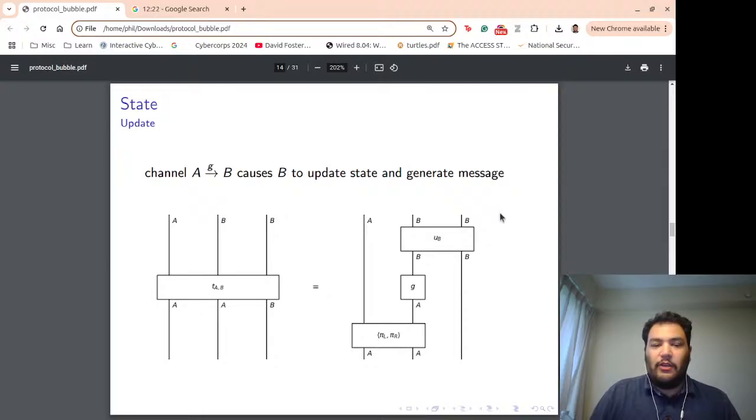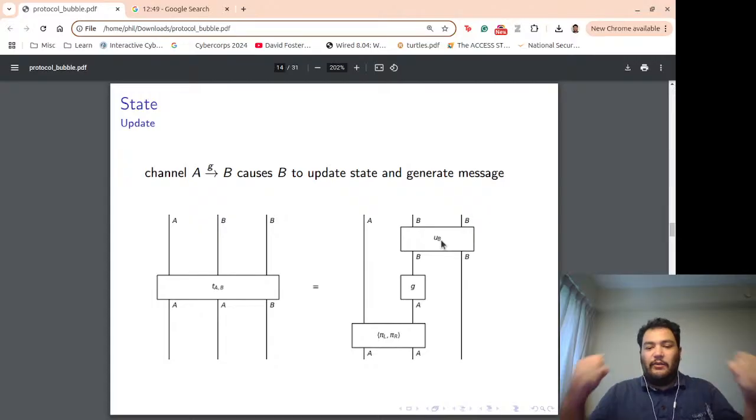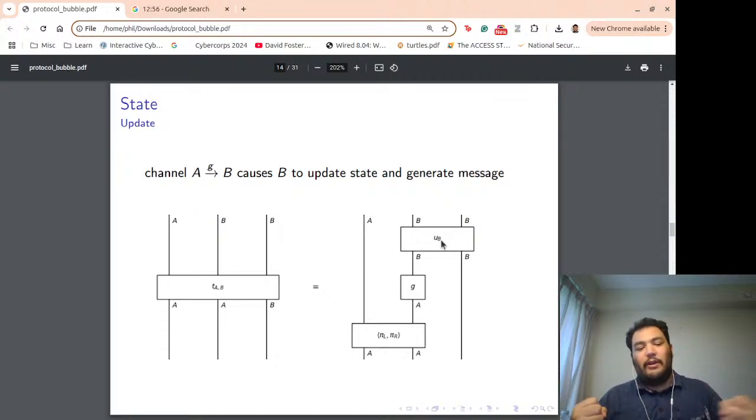One of the things that you need to model stateful computation is that whenever Alice sends a message to Bob, that doesn't totally determine the state of Bob. Bob accepts this message and then uses his current state to update. That's this rectangle on the top, UB. Update takes in an incoming message and a state, and then spits out two things: the new state that he's going to keep internally, and possibly an outgoing message that he's going to send to somebody.